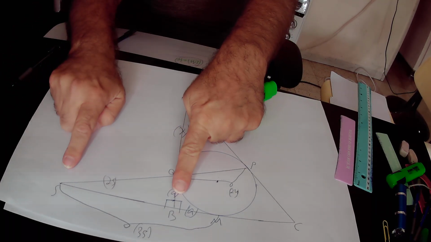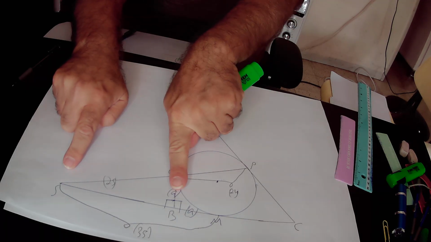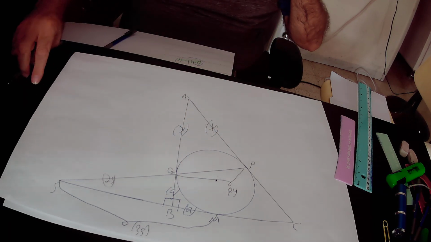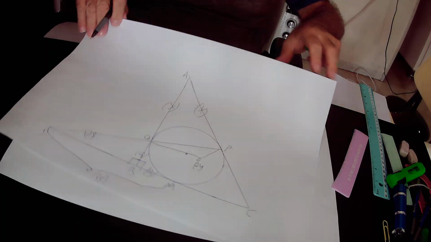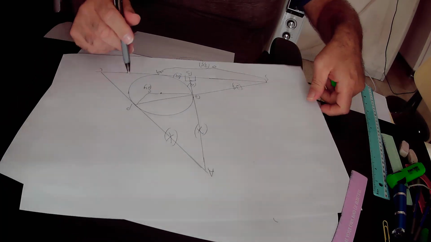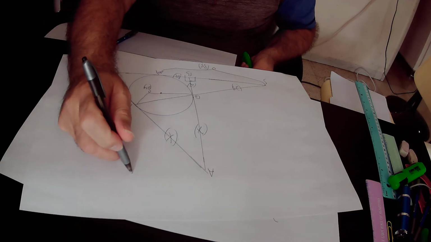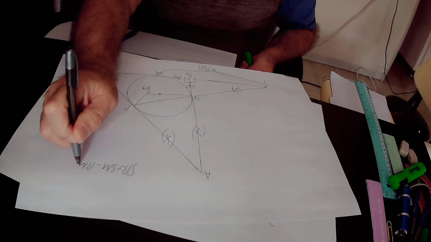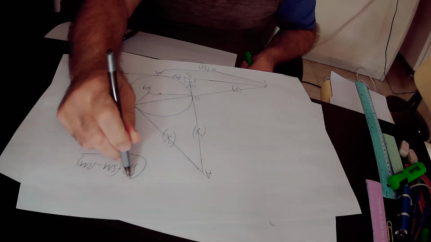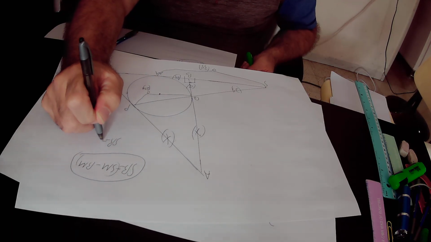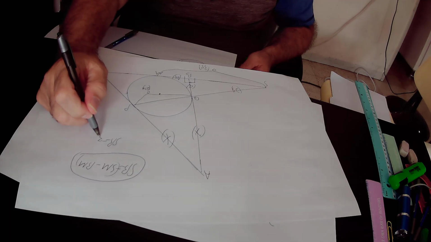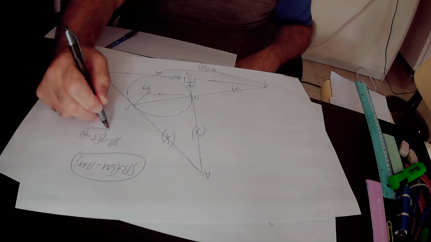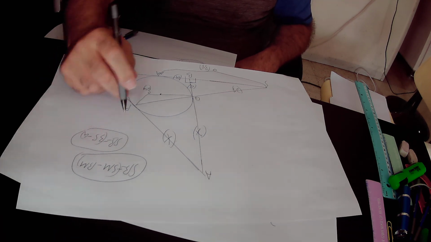What is the length of this missing side SB? SB equals SM minus BM. So SB in total equals SM, that is 35, minus BM, that is 8. So in total SB equals 35 minus 8 units.